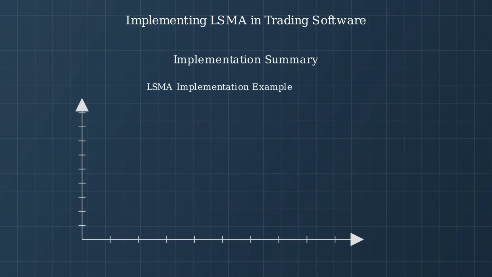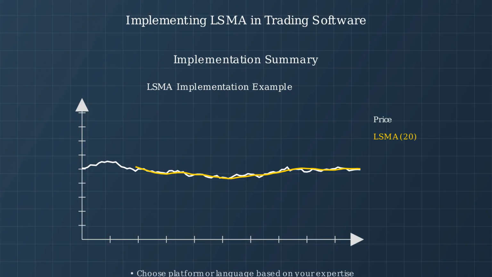Whether you implement LSMA in a trading platform or through custom code, the core calculation remains the same. Here's a visualization of LSMA applied to price data. Notice how the LSMA line smooths out price fluctuations while following the trend. To successfully implement LSMA in your trading strategy, keep these key points in mind.